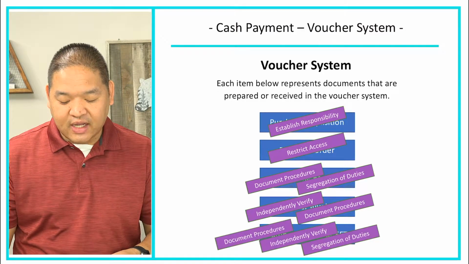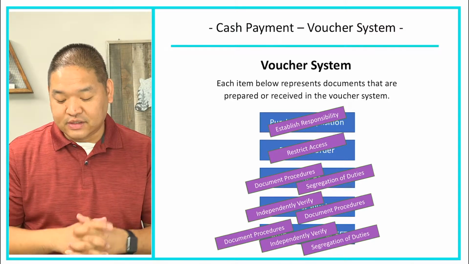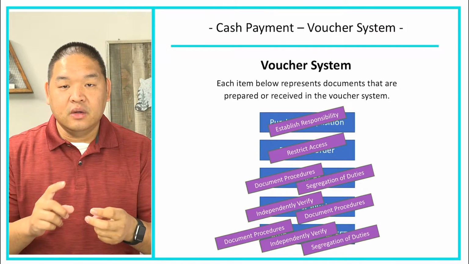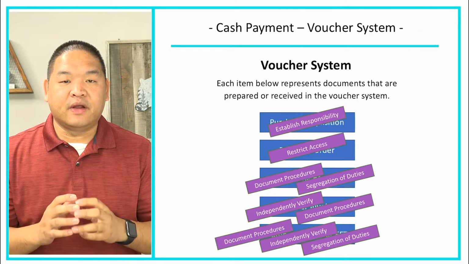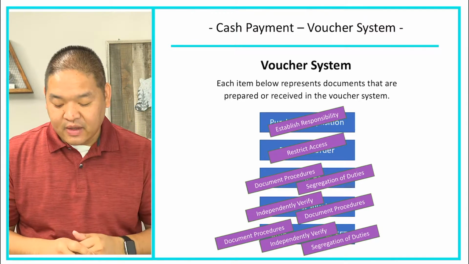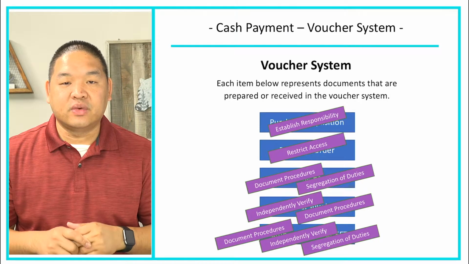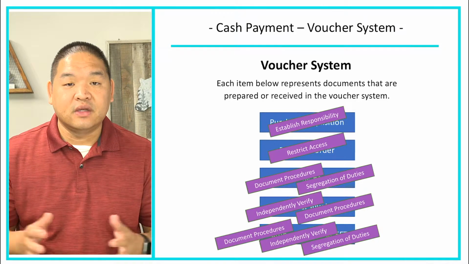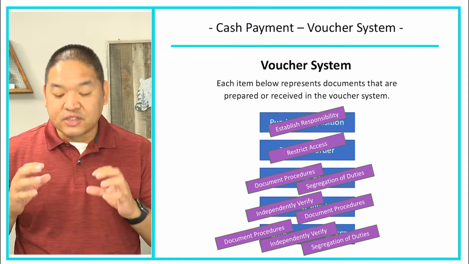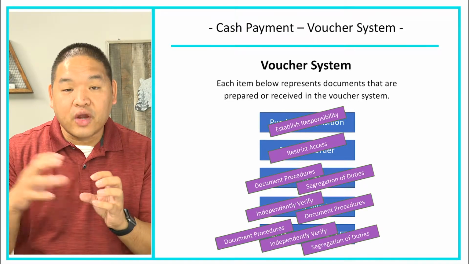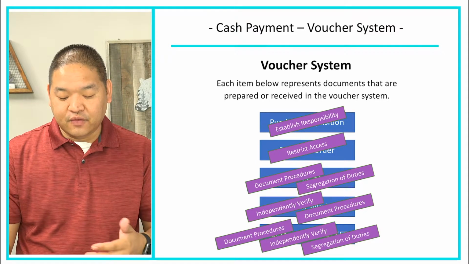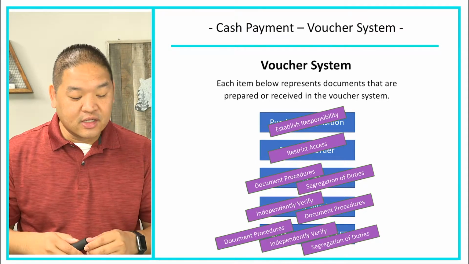And then the company check does all three of those. Document procedures because we have the check. We independently verify because the person who's writing the check independently verifies that the voucher package is intact. And then we segregate the duties. So we set the segregation of duties. Someone else who is not part of the voucher system package creation is the one that's actually approving it. So we're actually segregating those duties.